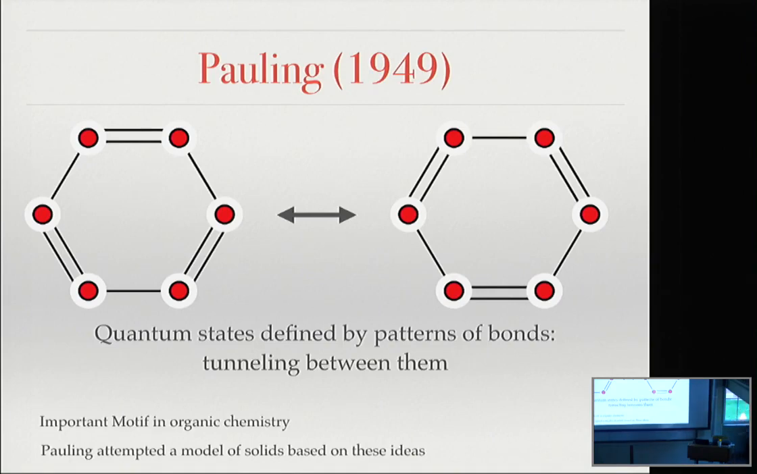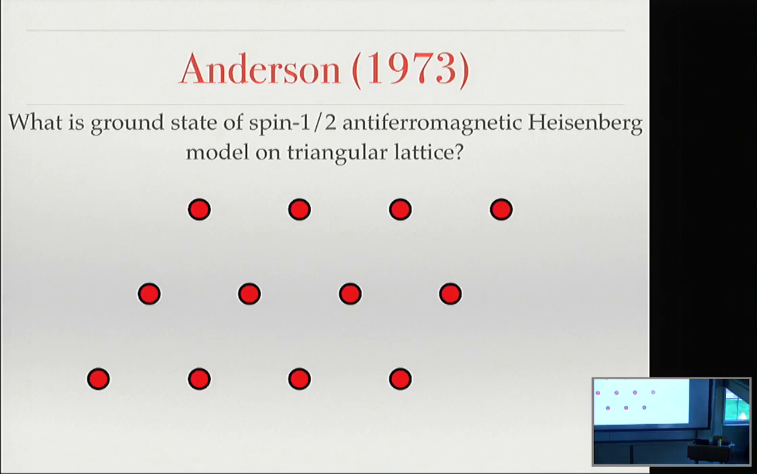In 1949, Pauling decided to apply this chemistry picture to solid-state physics and tried to come up with a model of metals, and I think correlated metals even, by thinking about these resonating bonds. I don't think it was a very good idea, but it was inspirational.